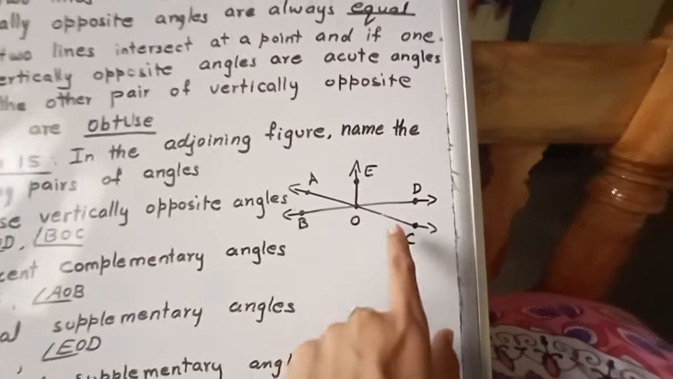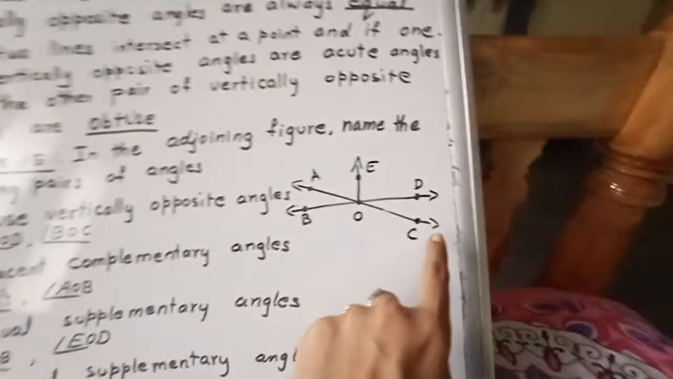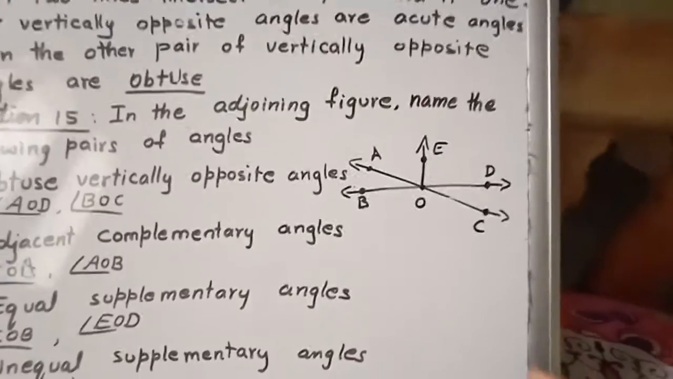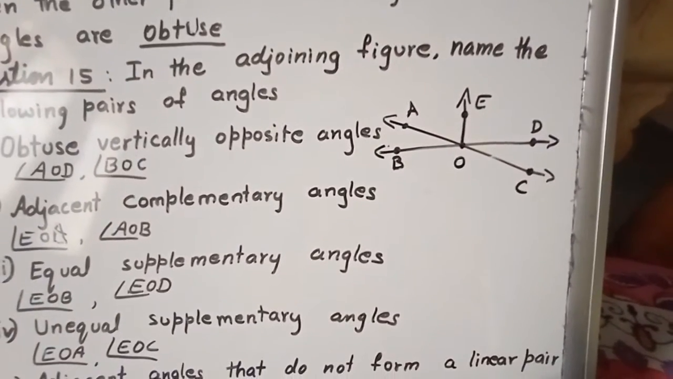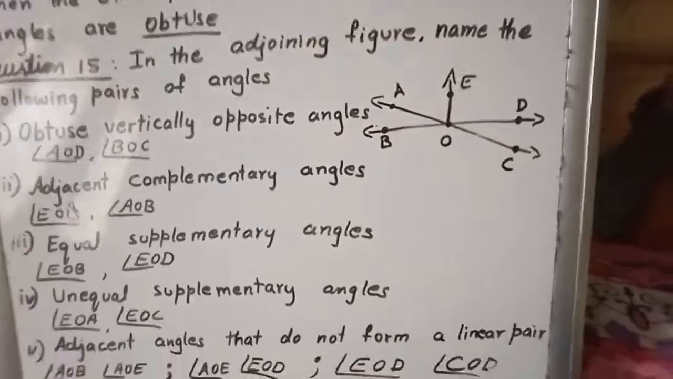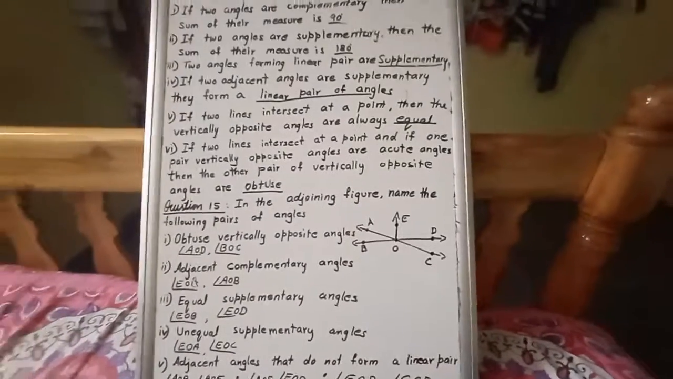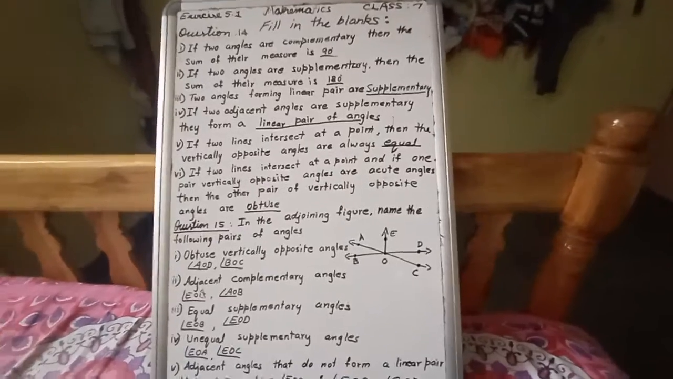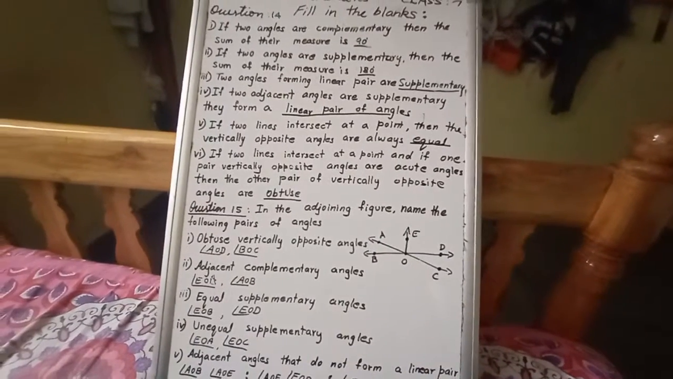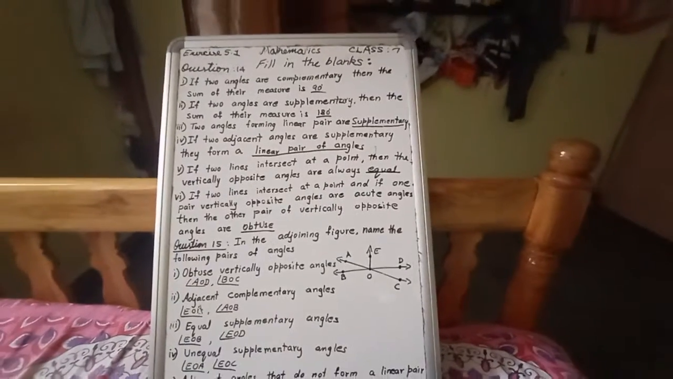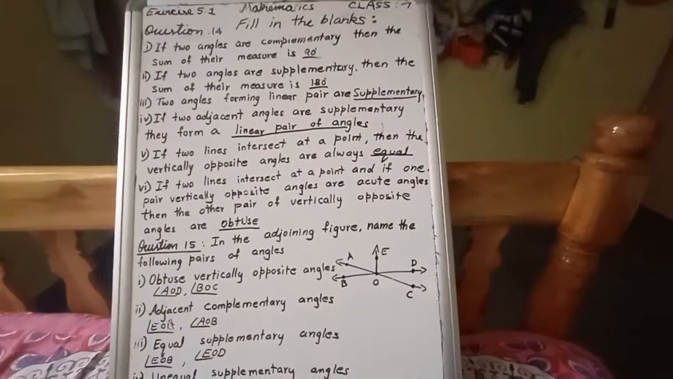Next one, EOD and COD. So in this way, if we write, we will get the non-linear pair angles. Hope you understood how to identify the following pairs of angles from the adjoining figure. Thank you, my dear students.